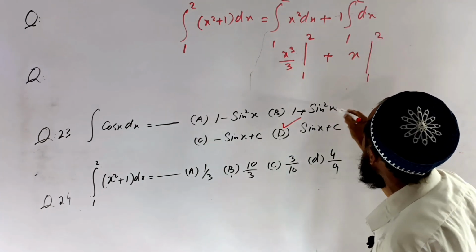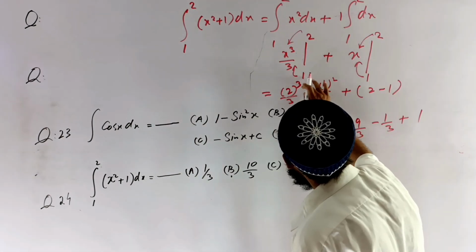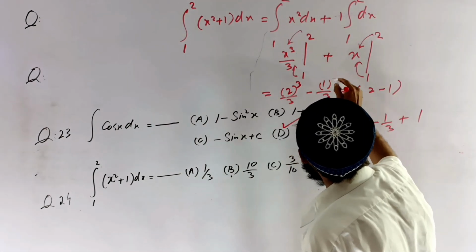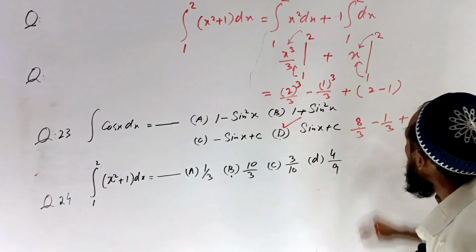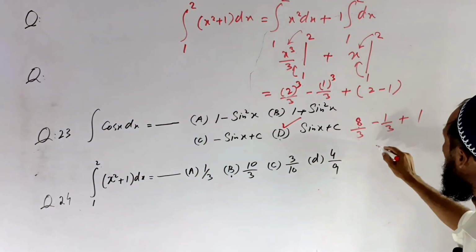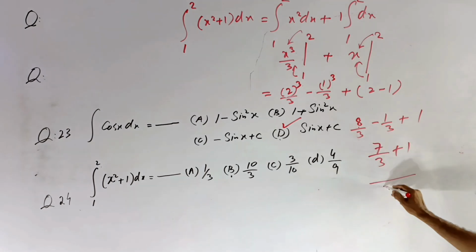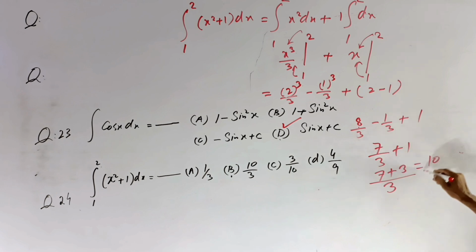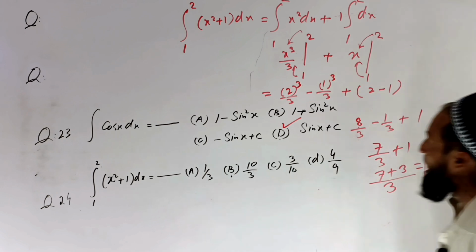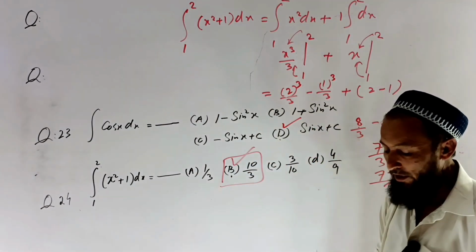Now simplify this result: we can write 2 cube, and here is also 1 cube. We get here 8 minus 1, so 7 divided by 3, plus 1, and 3 is the LCM, we are taking the LCM. 7 plus 3, so the result is 10 divided by 3. 10 divided by 3 is the correct answer. B is the correct option.